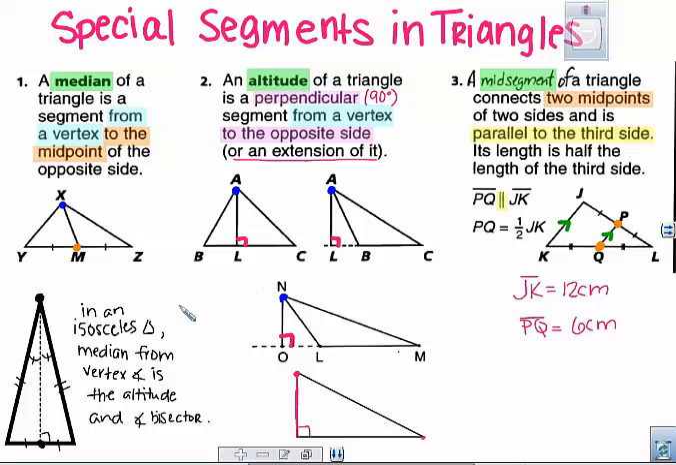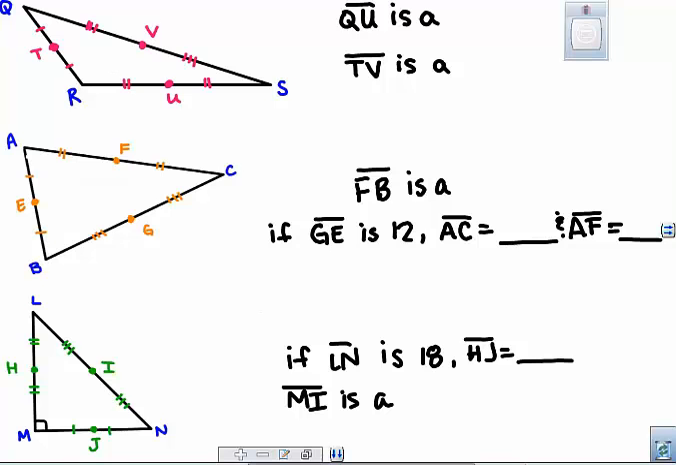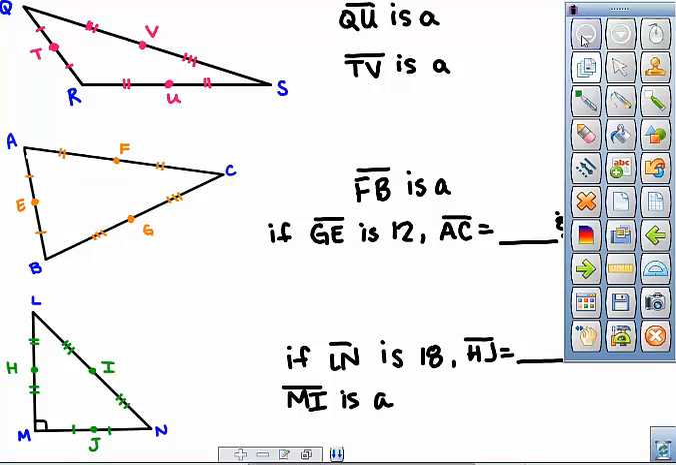Or in an equilateral, coming from any of the sides, the median would be an altitude and bisect the angle. So that's kind of a special case for those isosceles and equilateral triangles. Okay, let's try just a couple of problems to make sure that you're getting that vocab down.